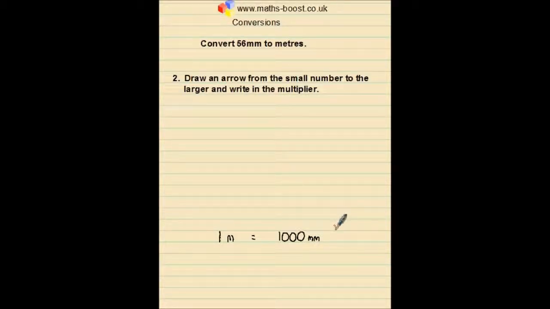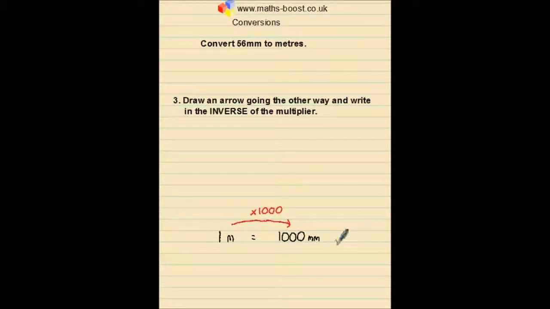Step 2 is to draw an arrow from the small number to the larger and write in the multiplier. What did I multiply 1 by to get to 1,000? Step 3 is to draw an arrow going the other way and write in the inverse of the multiplier. So the opposite of times 1,000 is divide by 1,000.